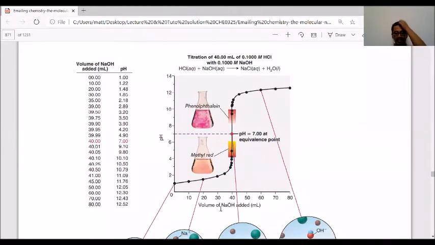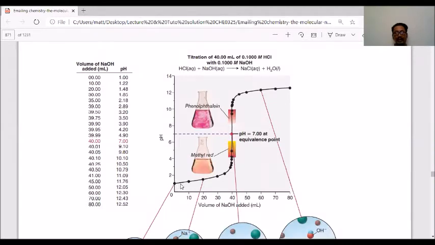The volume of sodium hydroxide added means the sodium hydroxide is in the burette, correct. So HCl is in the beaker. That's why I mentioned titration of 40 ml of 0.1 molar HCl. So at the beginning, solely HCl, 40 ml, 0.1 molar, is in the beaker. Then of course we record the initial pH at 0, before sodium hydroxide is added. Of course, negative log 0.1, you get pH equal to 1.